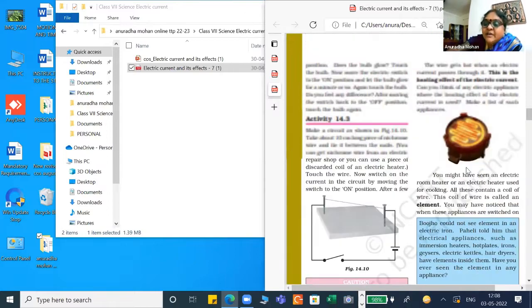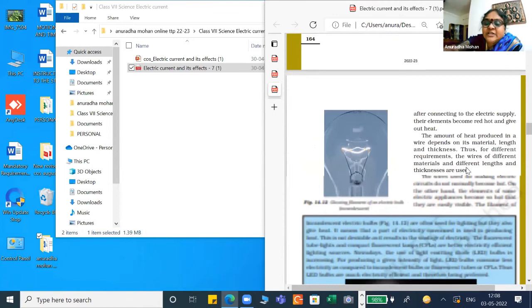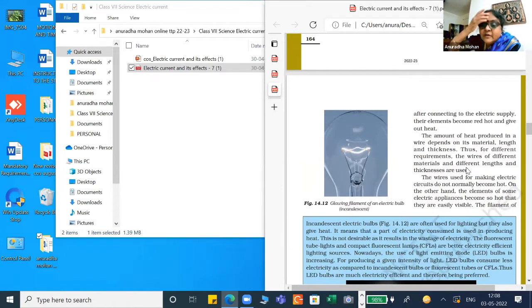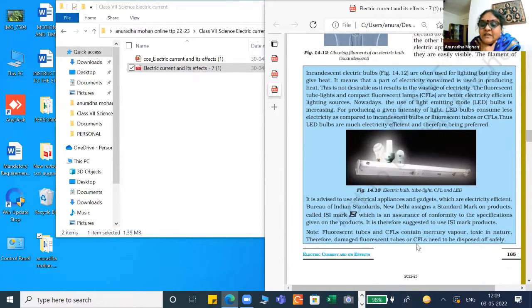And then you have heating of the coil, and you have to give them the explanation. And here also the bulb is being shown, it glows, and an amount of heat is also given. The amount of heat produced depends on material, length and thickness. All these details have to be given. And then this is the new concept of incandescent electric bulbs, why we are using it. And very important, 100%, you have to talk about buying standard stuff.